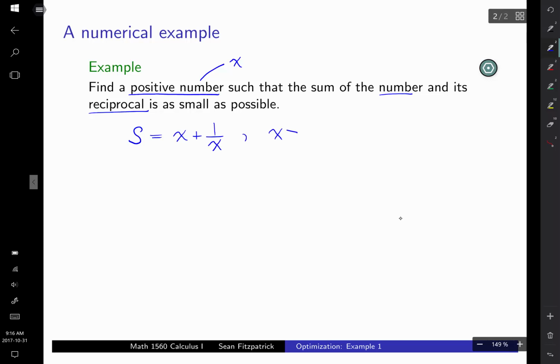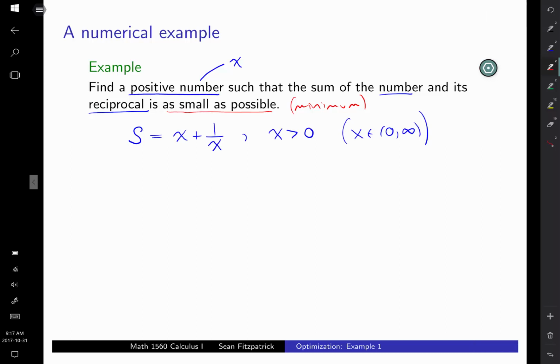And what's our domain? x bigger than 0, right? So in other words, x could be anywhere from 0 to infinity. And so this time we don't have a closed interval for our domain, and so we're going to have to exercise a little bit of caution when we go looking for, in this case, what are we looking for? Well, we want this sum to be as small as possible, so we're looking for a minimum.